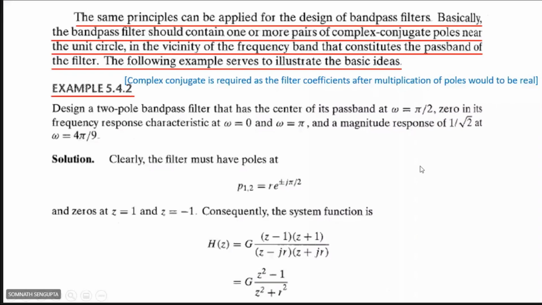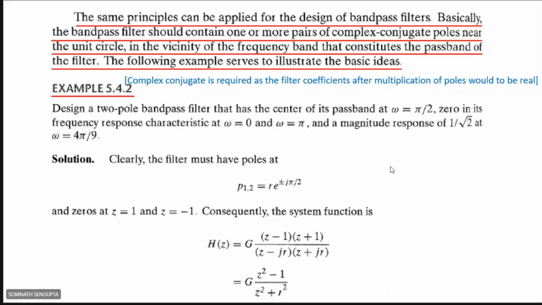So this is the specification given, and another specification is given, that is magnitude response of 1 by root 2 at omega equal to 4 pi by 9. So ओमेगा जब फ्रीक्वेंसी 4 पाई बाई 9 है तब उसका गेन बोल दे रहा है 1 by root 2 होगा, ठीक है. So with these characteristics we start our design. So first we have to define the poles.